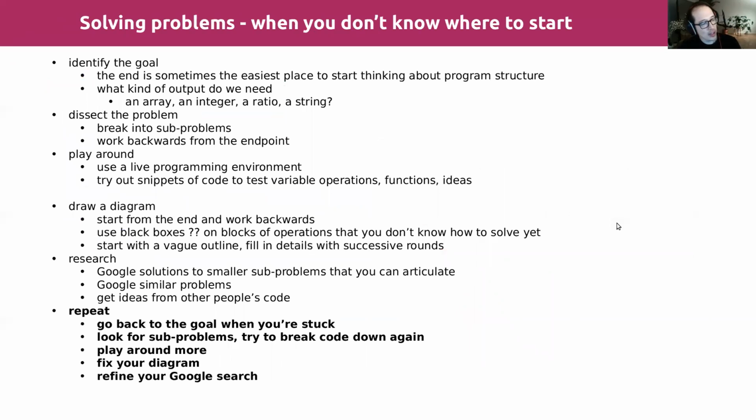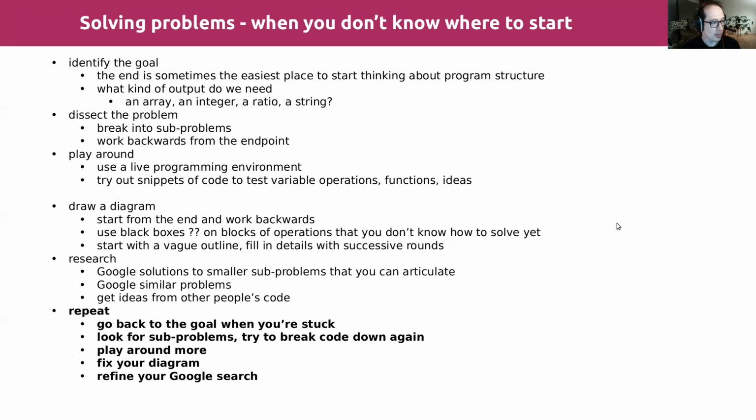And the last step in the process is repeat. So if you didn't figure everything out in the first round, go back to the goal again. Maybe you're stuck again. Go back to the goal, read it again, try to figure out what it was you were supposed to make in the first place. Maybe after all your research, after all your tinkering, you've got some more insight at this point. Look again for subproblems. Try to break down even more. Break down the subproblems into sub-subproblems. Do this again and again until you hit the bottom, basically.